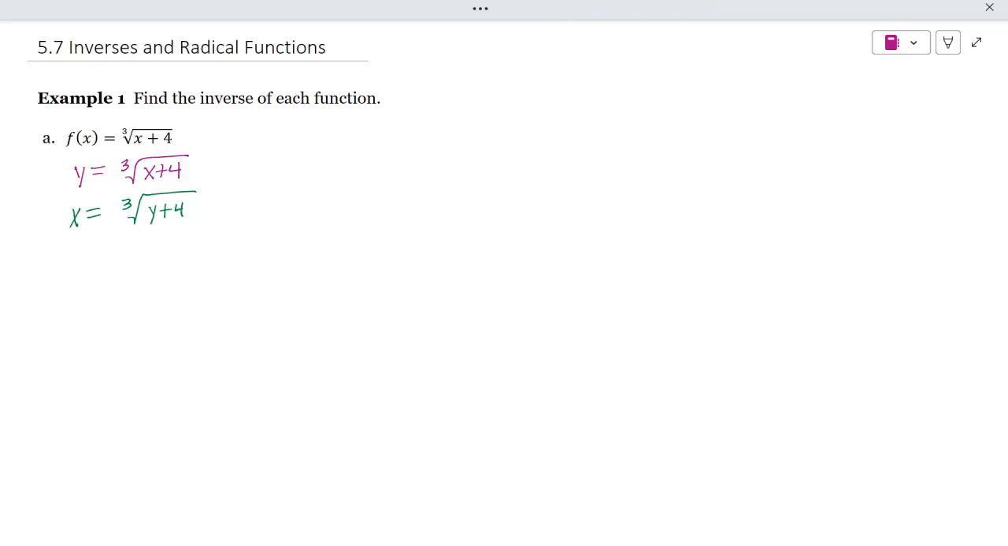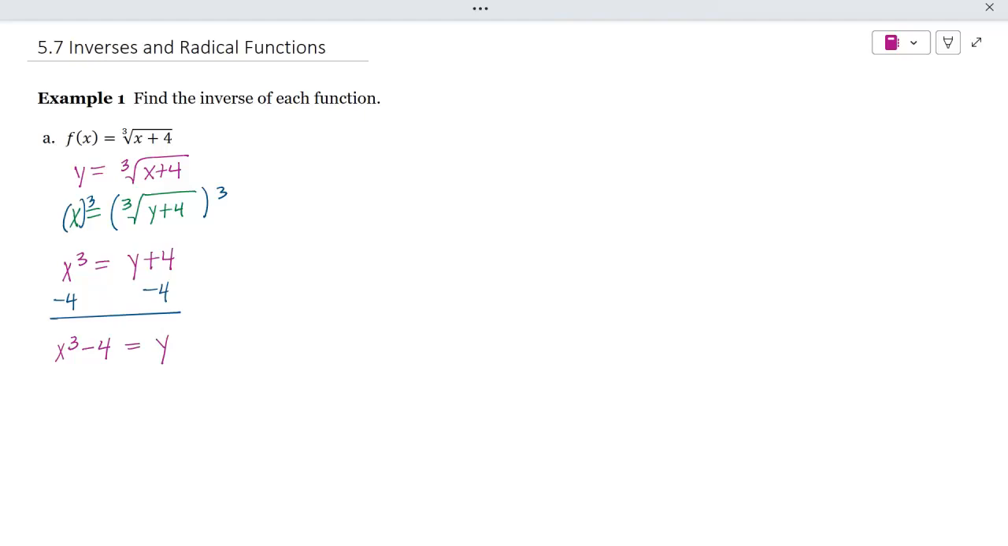Now what I want to do is solve for y. I want to get y by itself and everything else on the other side. So I will go ahead and cube both sides of this equation. So then we'll have x cubed equals y plus 4. And then we can subtract 4 from both sides. And we're getting x cubed minus 4 is equal to y.